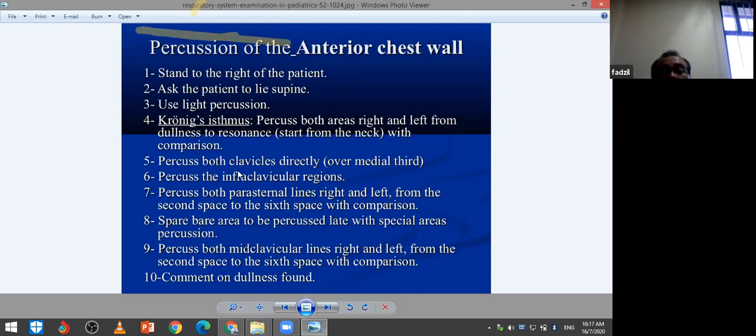That's the technique. In big children, you can percuss the bone here. Sometimes you percuss right to left, the upper apical space, the supraclavicular, and you percuss the clavicular bone, and you percuss left and right. Compare, and then you percuss down. That's how you want to optimize the technique.